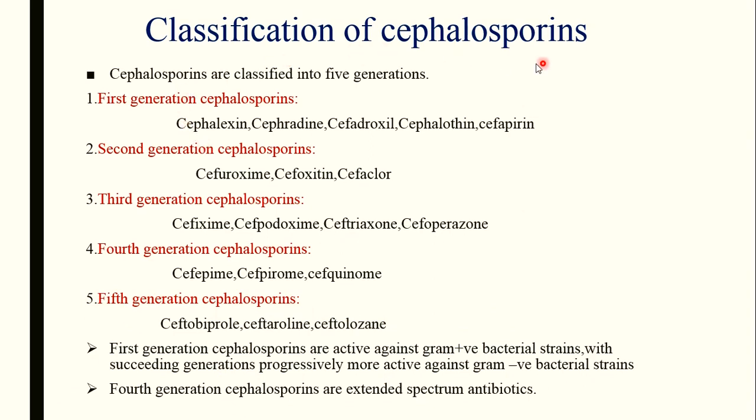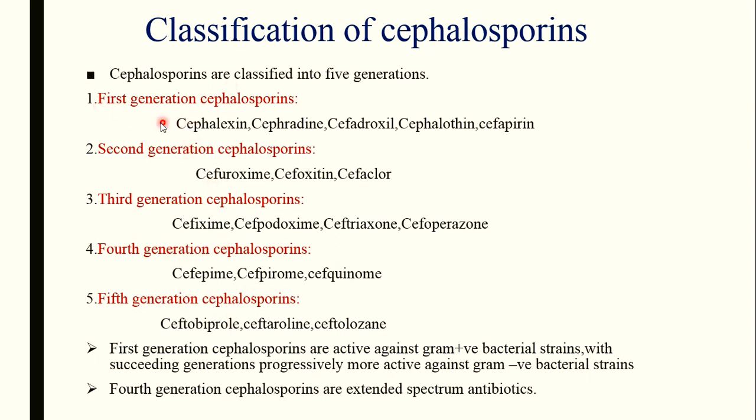Coming to the classification, cephalosporins are classified into five generations. The first generation cephalosporins are cephalexin, cephradine, cefadroxil, cephalothin, cefapirin. Second generation are cefuroxime, cefoxitin, cefaclor. Third generation are cefixime, cefpodoxime, ceftriaxone, cefoperazone. Fourth generation are cefepime, cefpirome, cefquinome. Fifth generation are ceftobiprole, ceftaroline, ceftolozane.